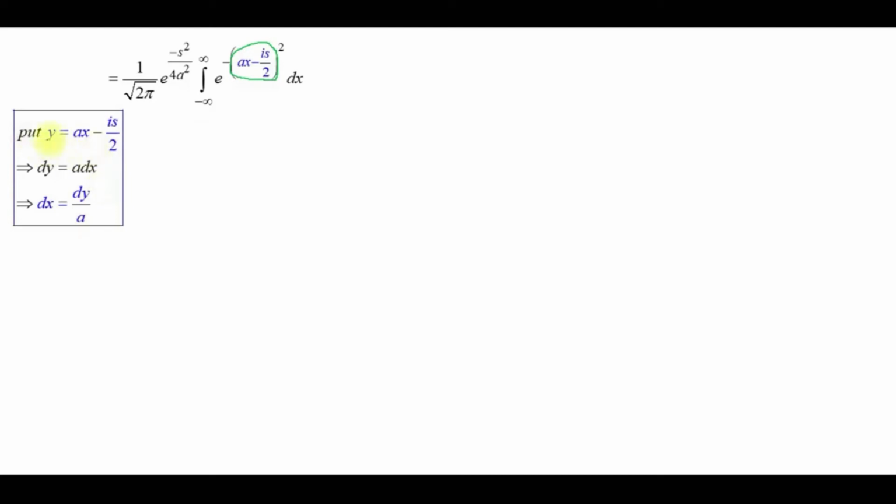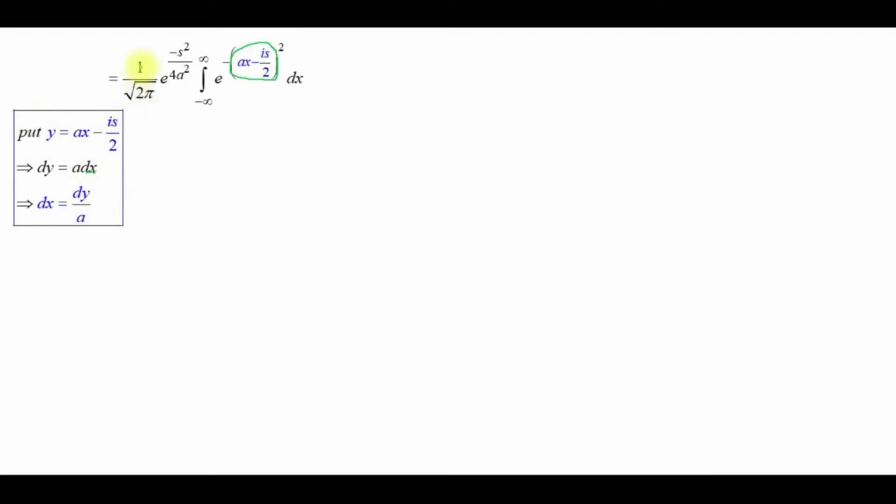Differentiation of y is dy. Differentiation of x is dx. This is a constant, so its derivative is 0. So this implies what is dx? What is dx? dy by a. So now substitute. That is, we have to change the limit x into the limit y.